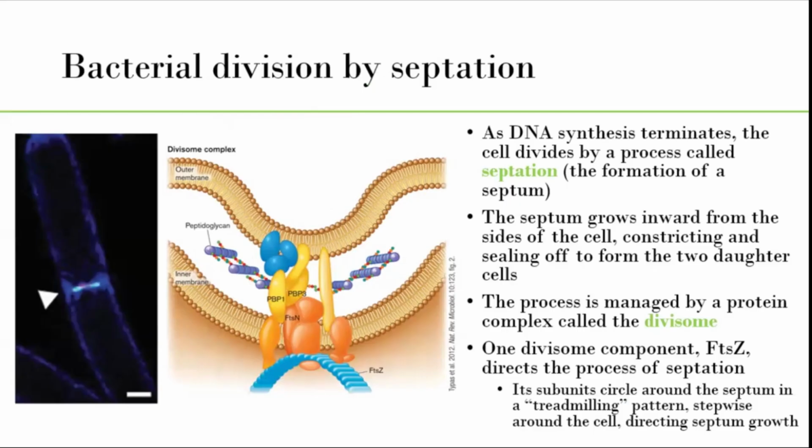Where that FtsZ ring was, that's where we start to form the septum. What it does is it starts to grow in towards the cell until finally it connects, and we've just separated the two cells from each other. And it connects to this huge divisome. It's a big complex of all these different proteins that help you divide the cell. That's about all I need you to know about that.